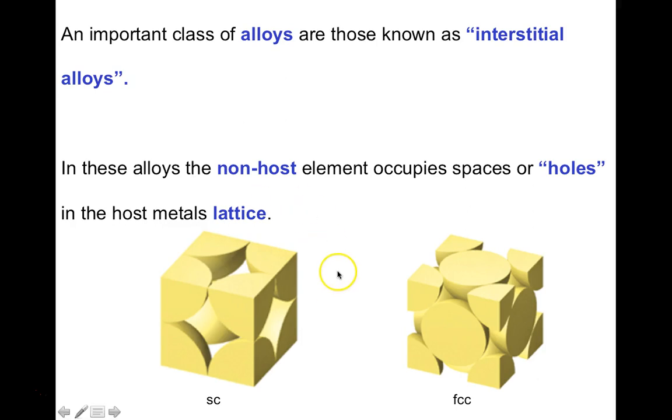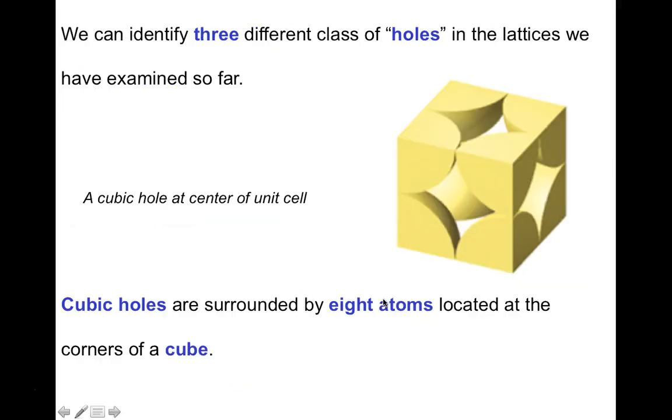So we're going to just look at holes in two different types of unit cells: the simple cubic unit cell and the face-centered cubic unit cell. And you can see that there's a pretty big hole right in the middle of the simple cubic unit cell. When you look at the face-centered cubic unit cell, you can see there's all kinds of gaps all over the place, but they're a little bit smaller than what we're seeing in the simple cubic unit cell. So we're going to look at three different types of holes.